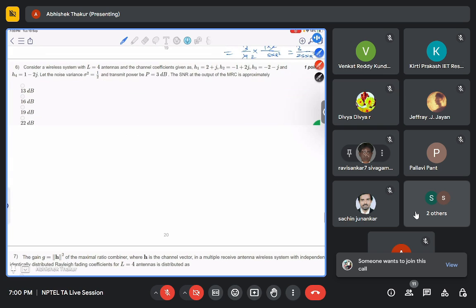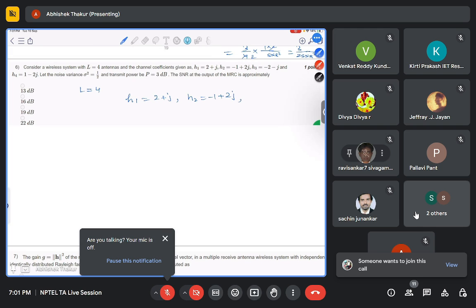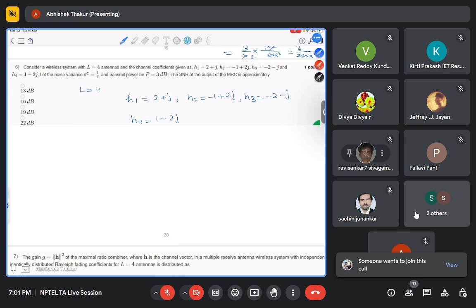Now moving on to question number 6. Consider a wireless system with L equal to 4 antennas and the channel coefficients given as H1 is equal to 2 plus j, H2 is equal to minus 1 plus 2j, H3 is equal to minus 2 minus j, and H4 is equal to 1 minus 2j. Let the noise variance be equal to half and the transmit power P be equal to 3 dB.